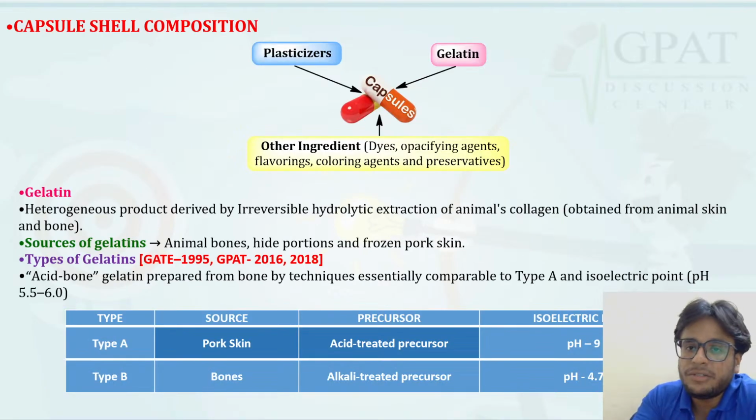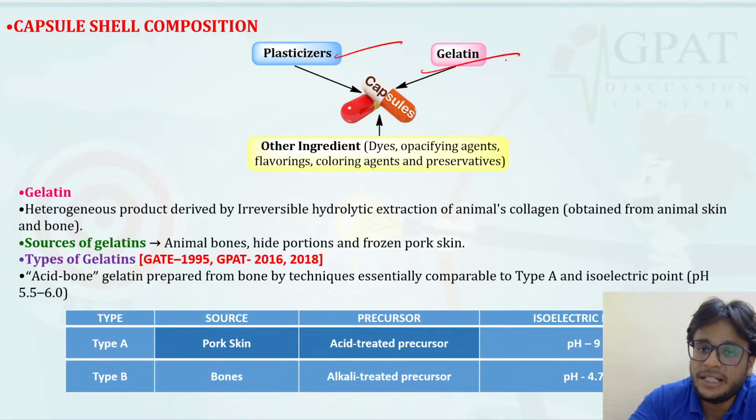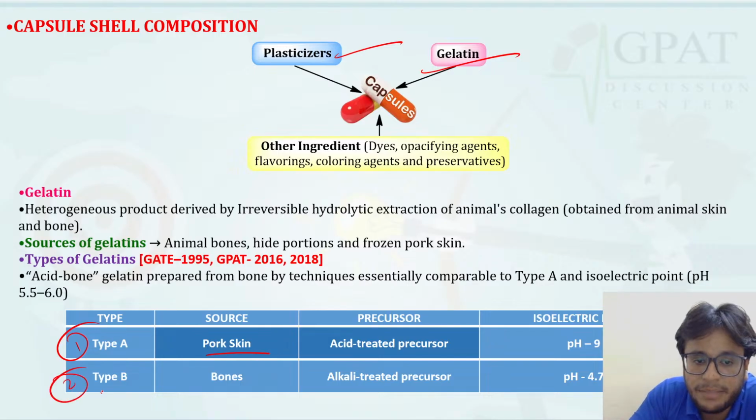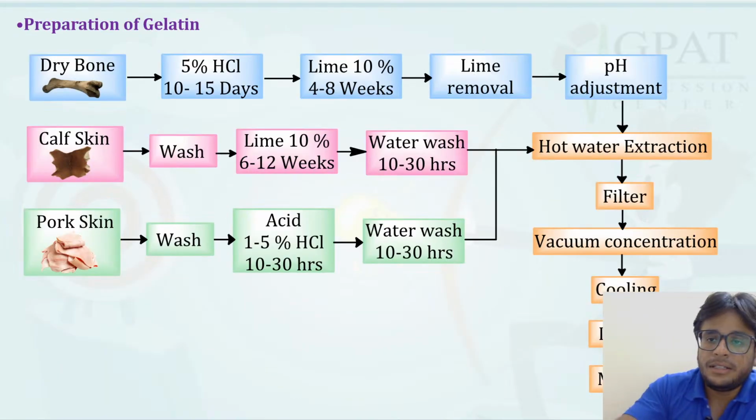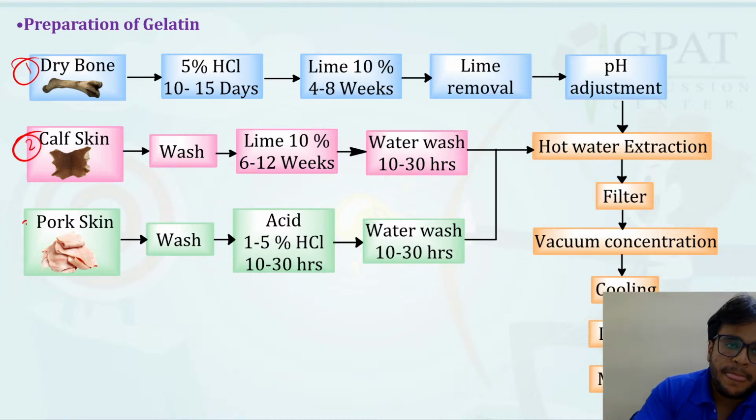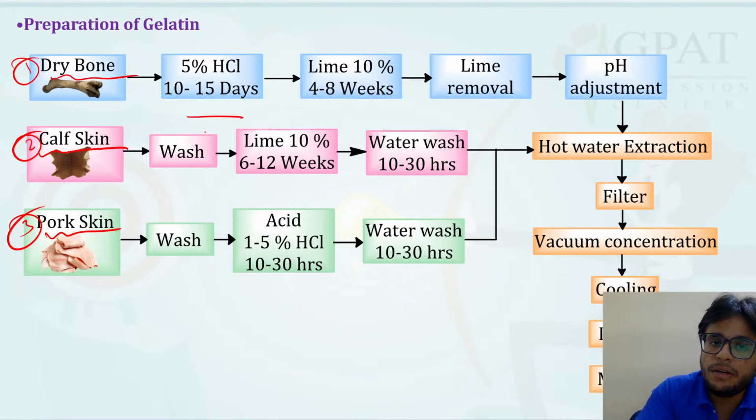So we are using different kinds of things like plasticizers and gelatin in the capsules. There are different kinds of gelatin, either type A, isolated from pork skin, and type B, isolated from bones. The pork skin is the acid precursor having pH 9, and type B having pH 4.7. So there are different sources from where the gelatin can be isolated. It can be the pork skin, the calf skin, or the dry bone through various processes.